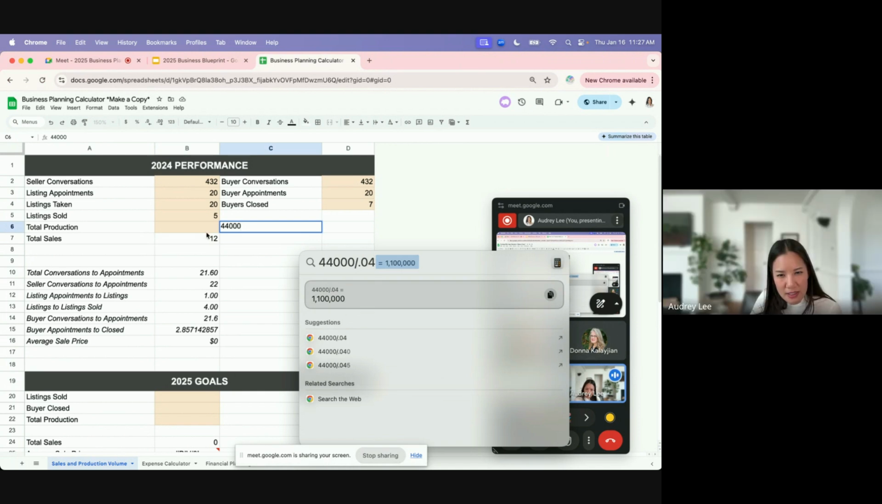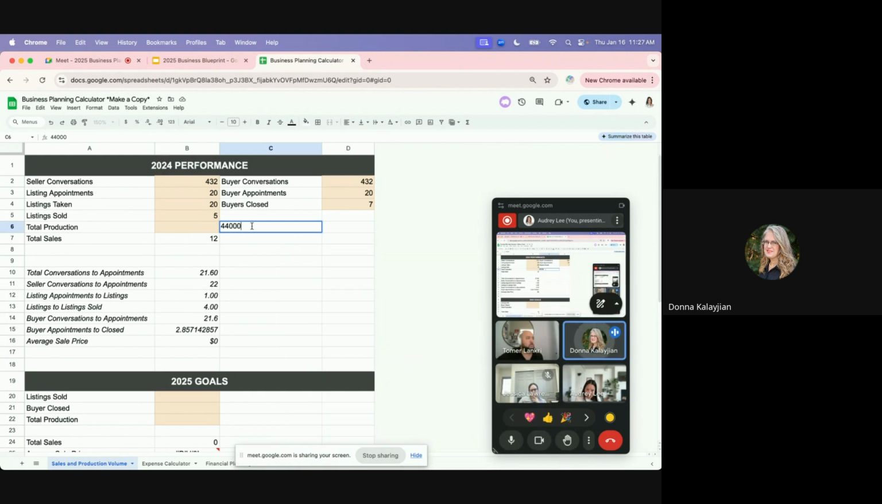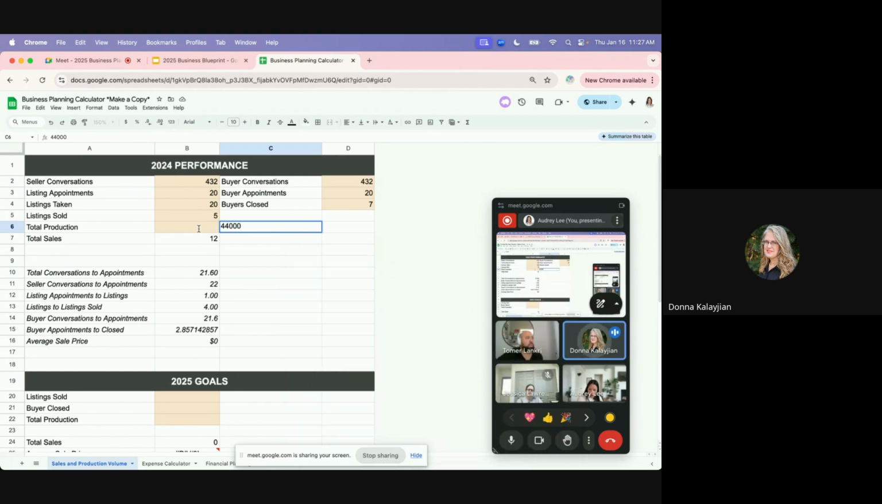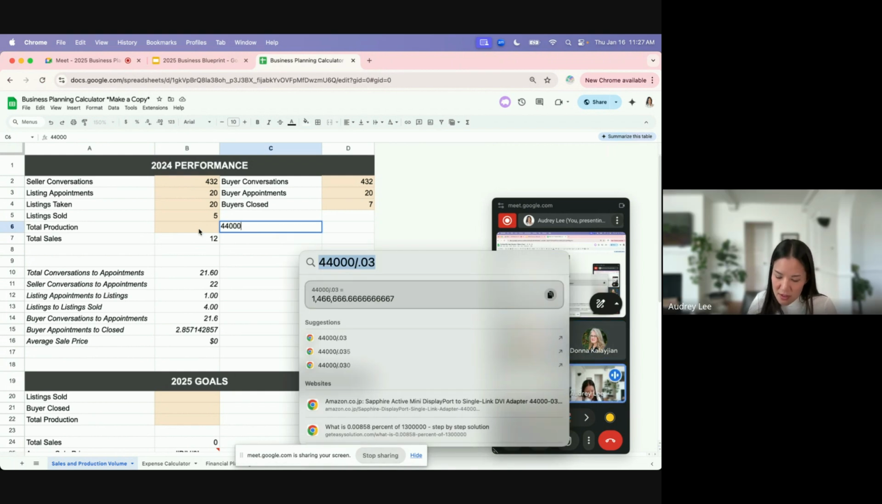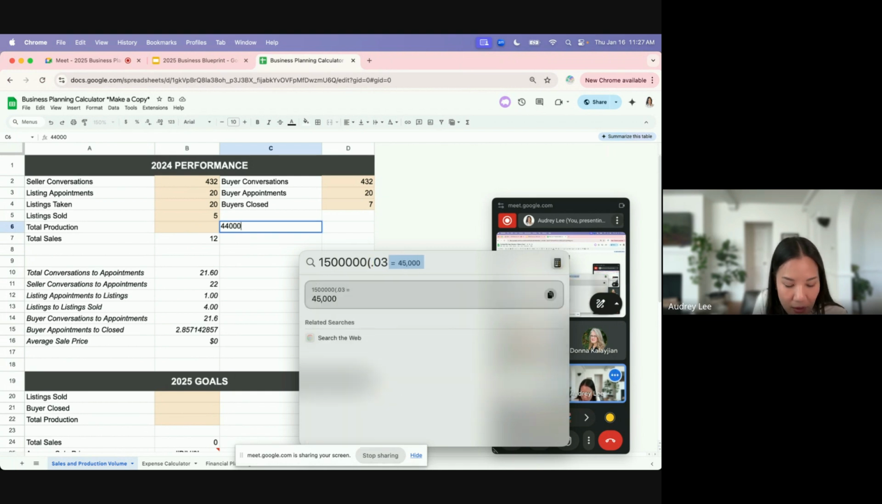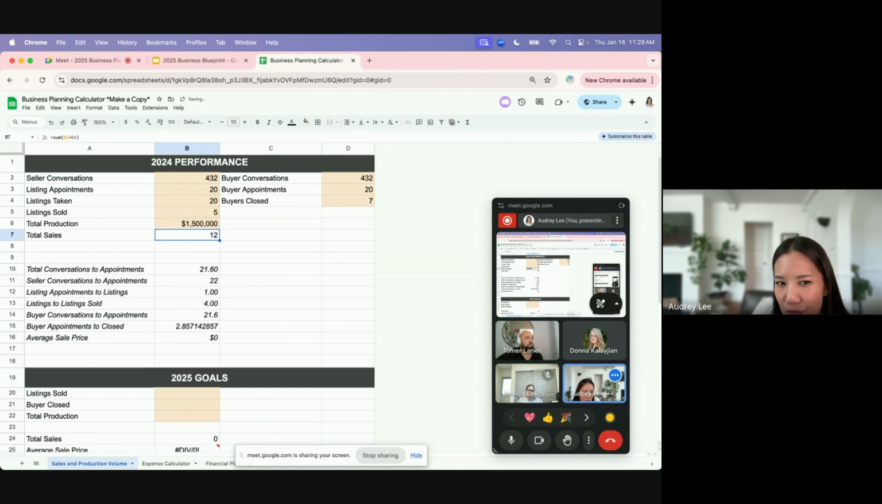No, let's stick with 3% because the land is a lot less expensive. The price point is a lot less, and then I sell more of it. So we'll just stick with 3% across the board. Okay, let me see if this math is right. Does 1.5 million sound about right for your production? Yeah, it sounds close.